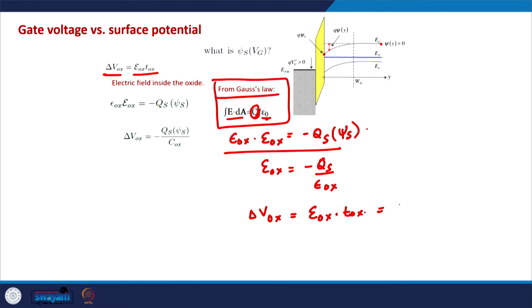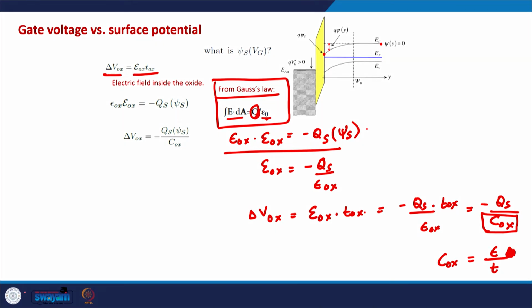is minus Qs times T ox divided by epsilon ox, or it can be written as minus Qs divided by C ox, where C ox is the capacitance of the oxide, and the capacitance per unit area of any material is given by this. The total capacitance is just the multiplication of area to this constant. But if we want to find out the capacitance per unit area, it is just epsilon divided by T.